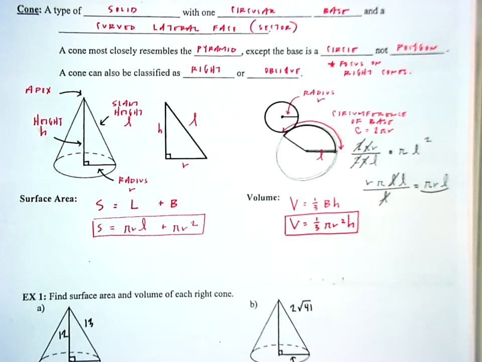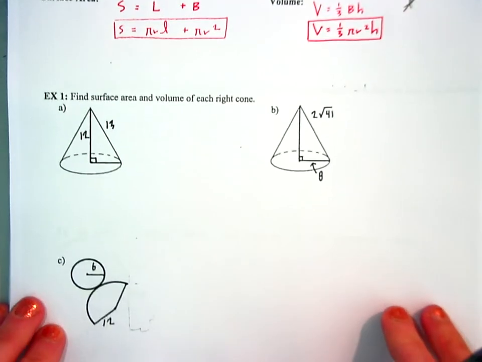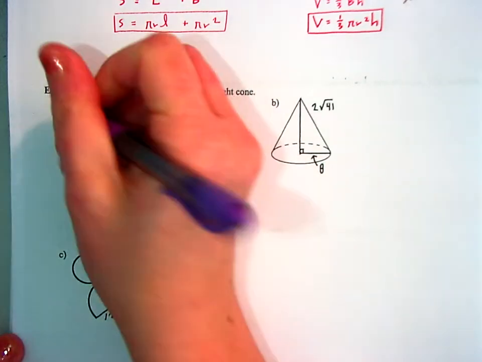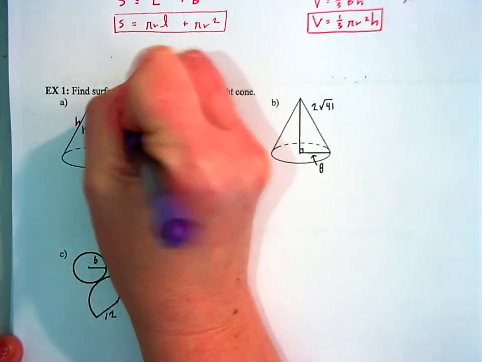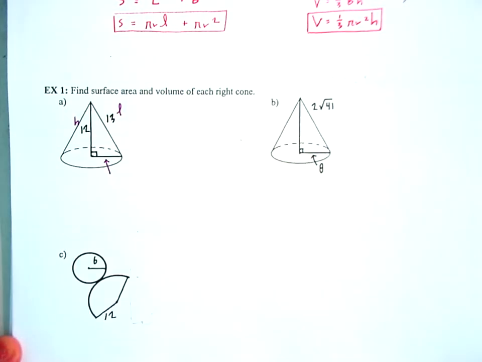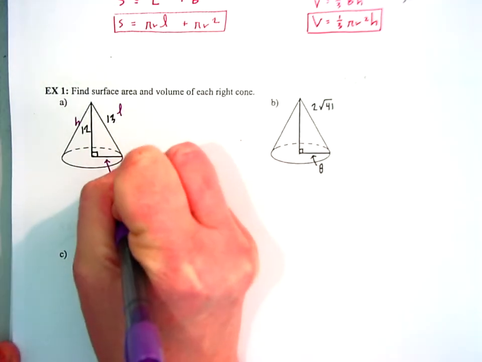All right, first batch of examples. Find the surface area and the volume of each right cone. So starting off with A. Here I notice that I have the height, I've got the slant height. I need the radius. And I actually recognize this as a common triple for a right triangle. I recognize it as a 5, 12, 13. So my radius has got to be 5.